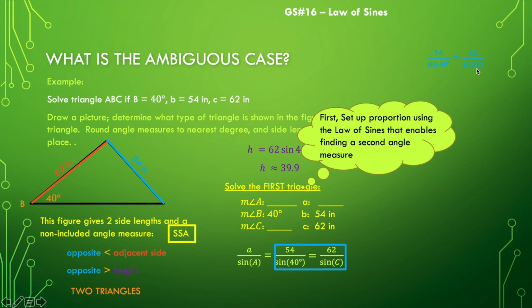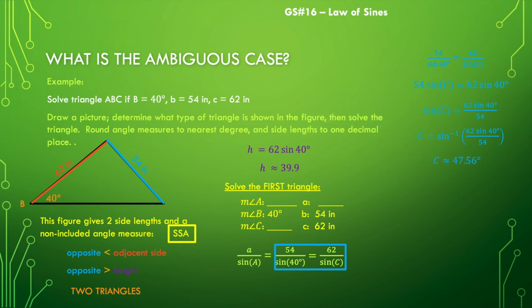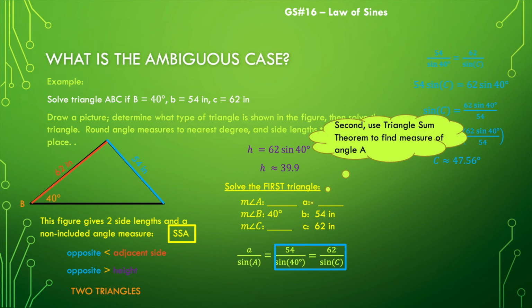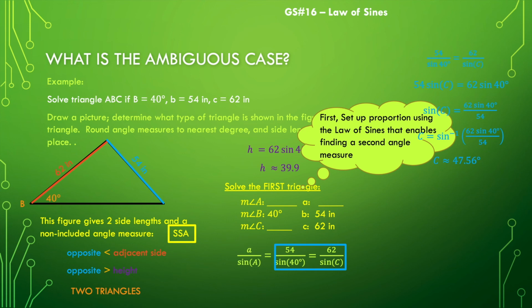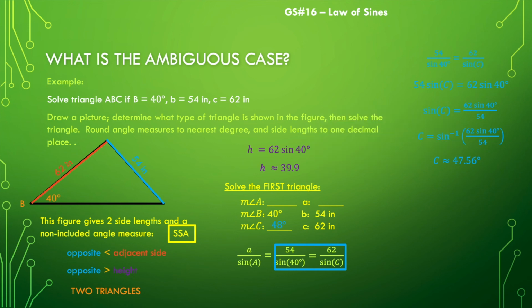Let's cross multiply. 54 times the sine of angle C is equal to 62 times the sine of 40 degrees. Divide through by 54, and then take the arc sine to get the measure of angle C. Grab that value from your calculator, and you're going to get angle C is about 47.56 degrees, and we will just call that 48 degrees. So we'll put that 48 degrees in our table.